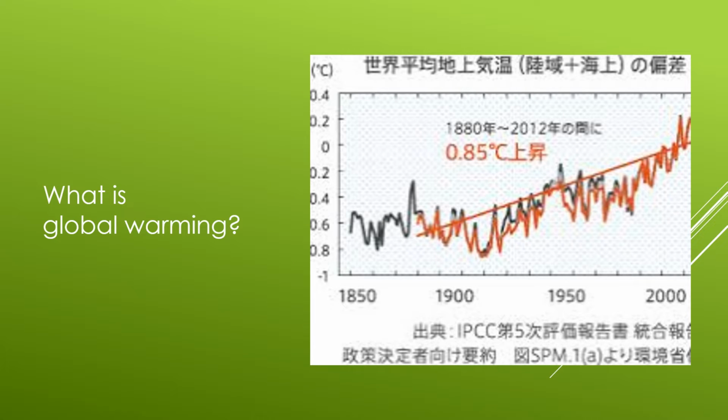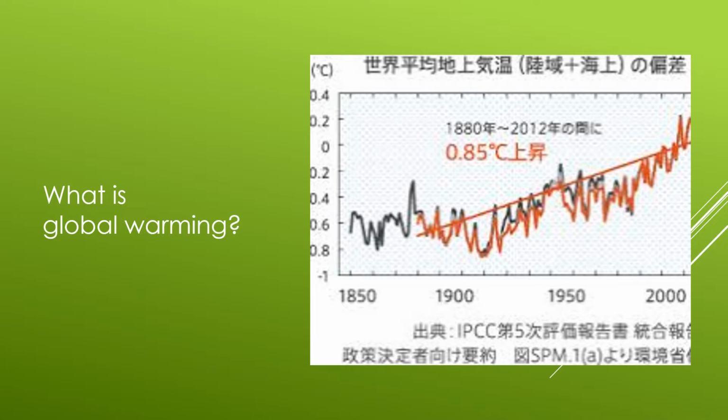Do you know global warming? It is a phenomenon in which the temperature of the Earth rises. It is said that global warming is caused by greenhouse gas and changes in solar energy. Greenhouse gas is, for example, CO2 and methane.